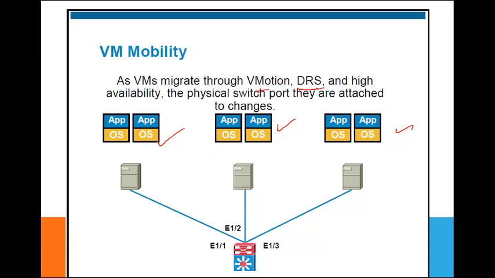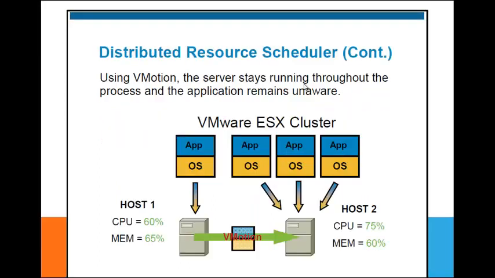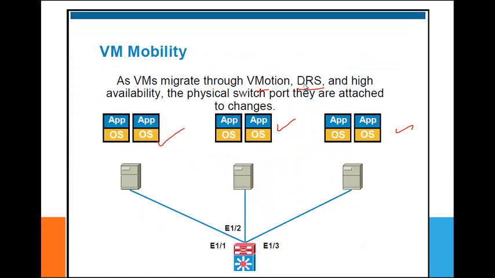or through the distributed resource scheduler DRS and high availability. The physical switch ports are attached. So through the physical port, actually the movement happens like this. The VMotion happens like this. They are connected to one physical port, and they must belong to a common group cluster ID. This is possible.